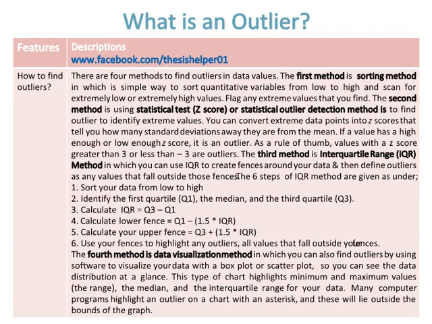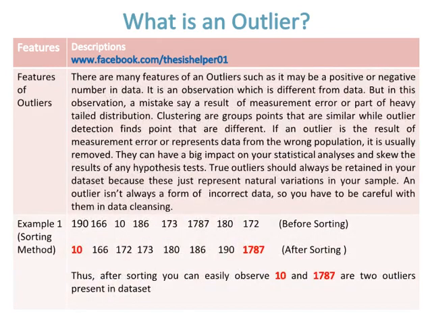The fourth method is data visualization method, in which you can also find outliers by using software to visualize your data with a box plot, so you can see the data distribution at a glance. This type of chart highlights minimum and maximum values, the range, the median, and the interquartile range for your data. Many computer programs highlight an outlier on a chart with an asterisk, and these will lie outside the bounds of the graph.